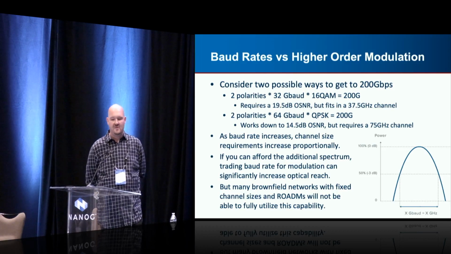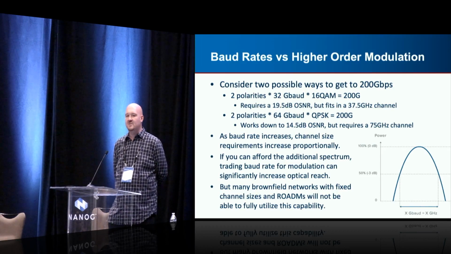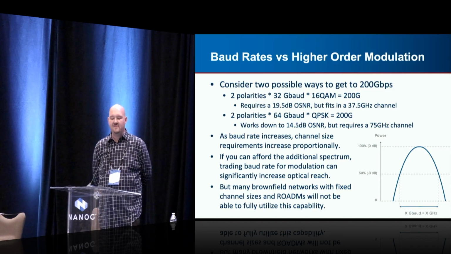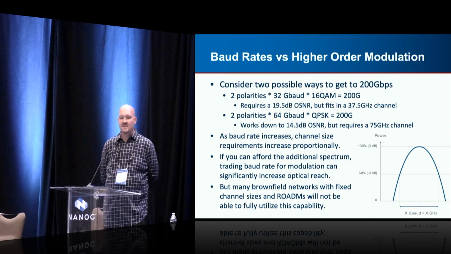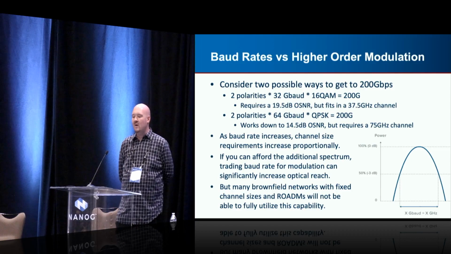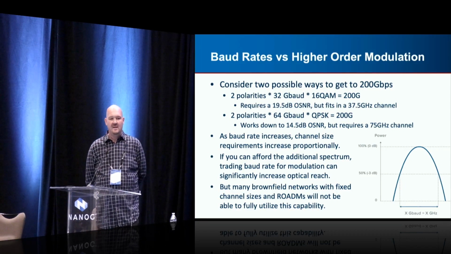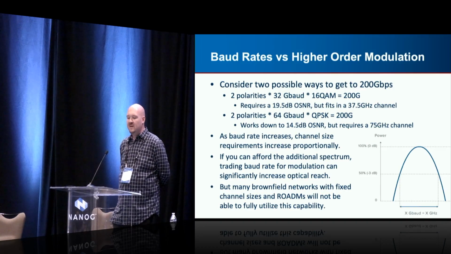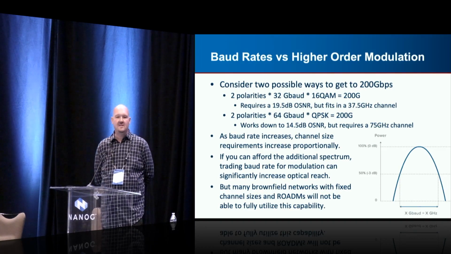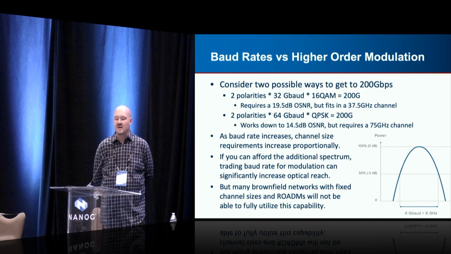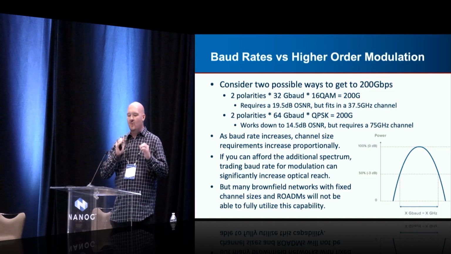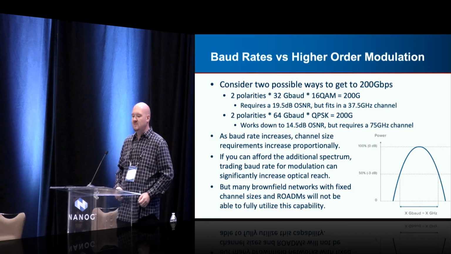Another way that you could get 200 gig, instead of trying to up your modulation, is up your baud rate. So instead do 64 gigabaud, but do it at QPSK. Same data rate, same 200 gig, but now we can go way down to a 14.5 dB OSNR. So the benefit there, we can carry that potentially thousands of kilometers longer, but what we've traded is we now need a wider channel to do so. So remember, as the baud rate increases, the channel size increases proportionally. So the more spectrum you can allocate to a particular carrier, the more efficient you can be with it, the more you're able to do this.